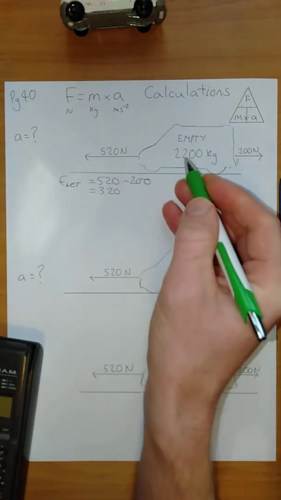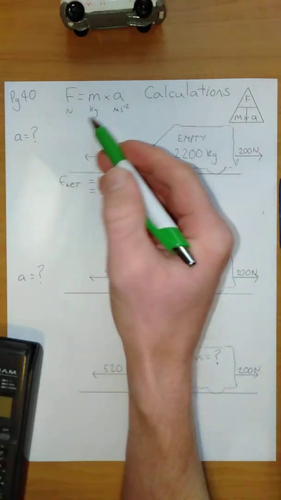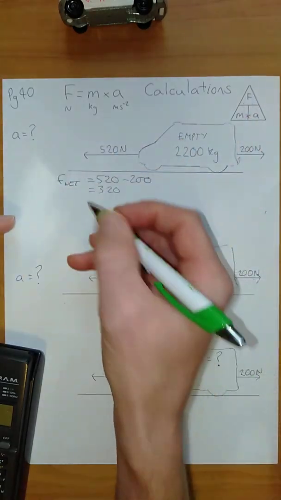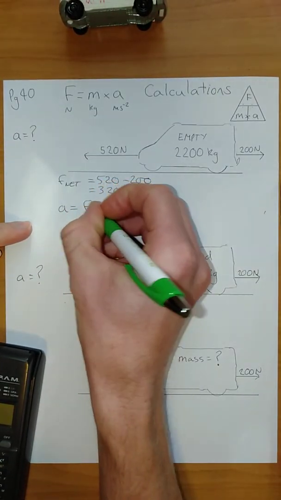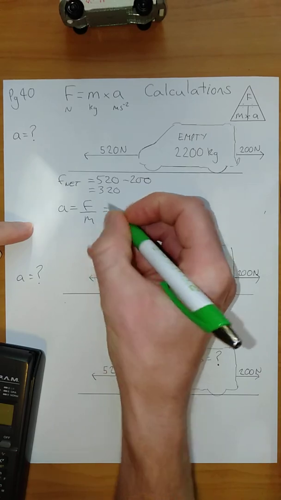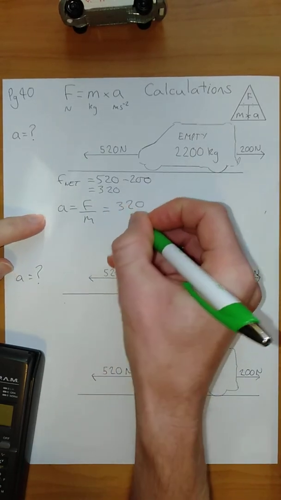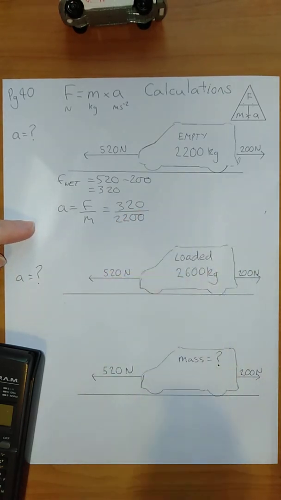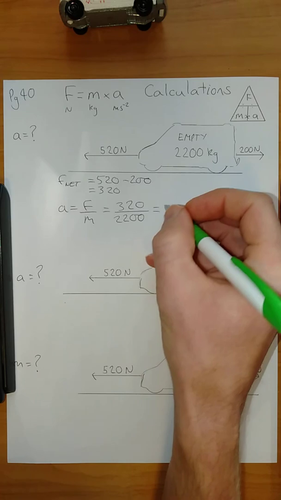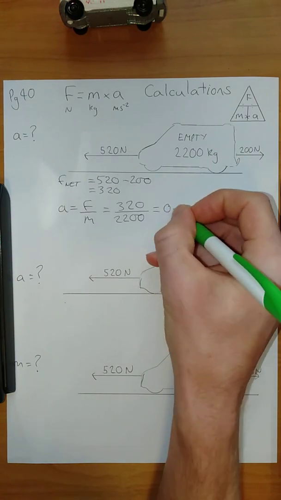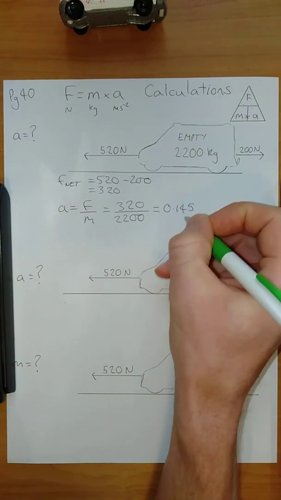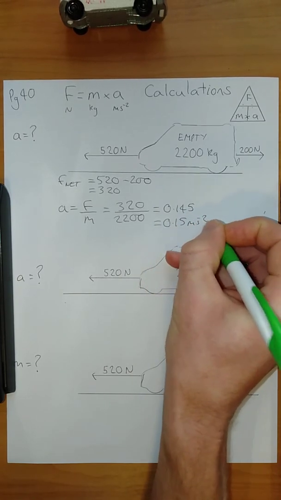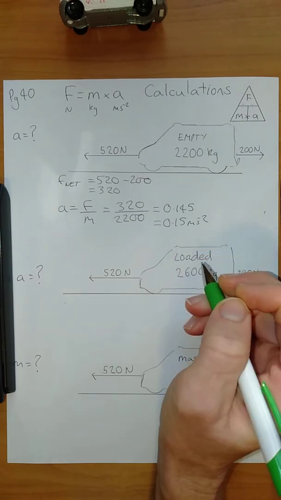Now we're going to write down our formula. We need to rearrange it because we're trying to find acceleration. It's force divided by mass. So acceleration is F divided by M, and therefore it's 320 divided by our mass, which is 2,200 kilograms. And you can see its acceleration value is 0.145, which should round to 0.15 m/s², which isn't a lot of acceleration.